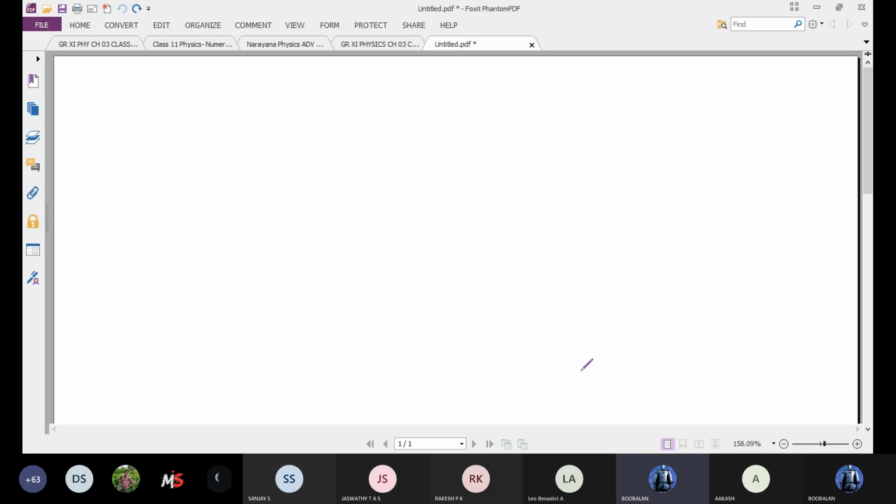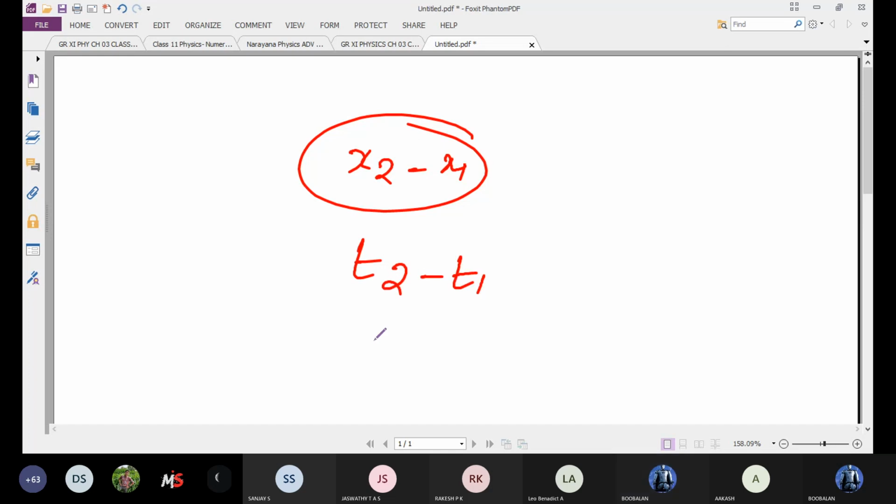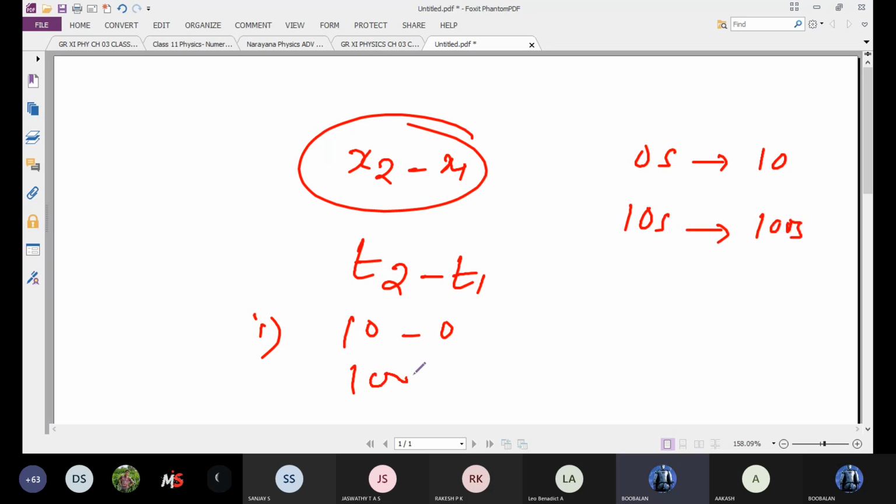Any other condition? So this is the interval. Interval means just remember x2 minus x1 for the position. For time, T2 minus T1, maximum time minus minimum time. Starting, an object starts from 0 seconds, ends at 10. So 10 minus 0. Another starts from 10 seconds, ends at 100 seconds. So 100 minus 10. Then what is the interval value? That is 90.